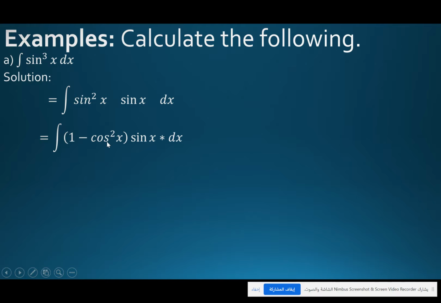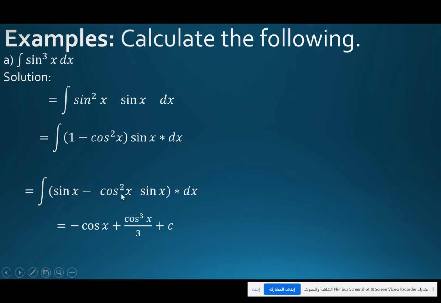Next step, you're going to expand this bracket by multiplying sine x with the first term and sine x with the second. You will get the integration of sine x minus cosine square x times sine x, in terms of x. Now integrate each separately. The integration of sine x is minus cosine x.